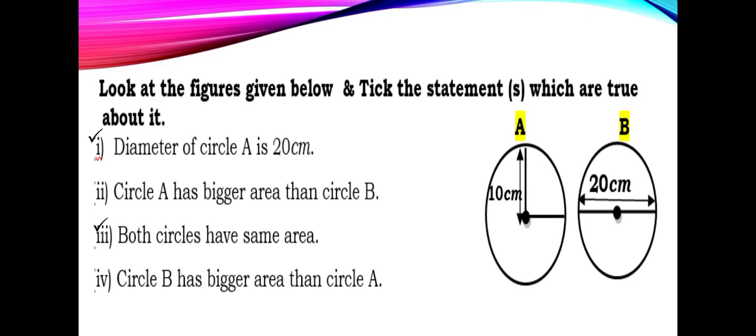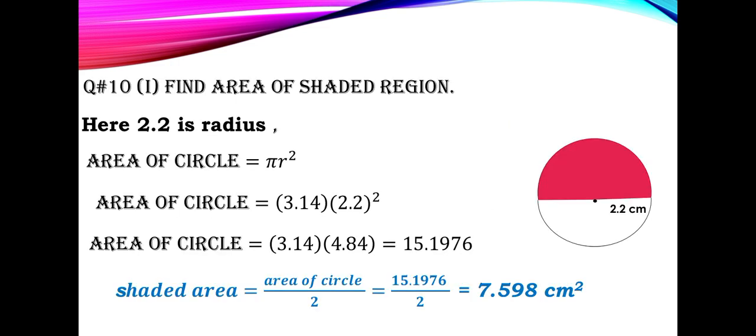Look at the figure given below and take the statements which are true about it. Diameter of circle A is 20 centimeters. Yes. Circle A has a bigger area than circle B. No, both circles have the same area. Circle B has a bigger area than circle A. No. So, find the area of the shaded region.